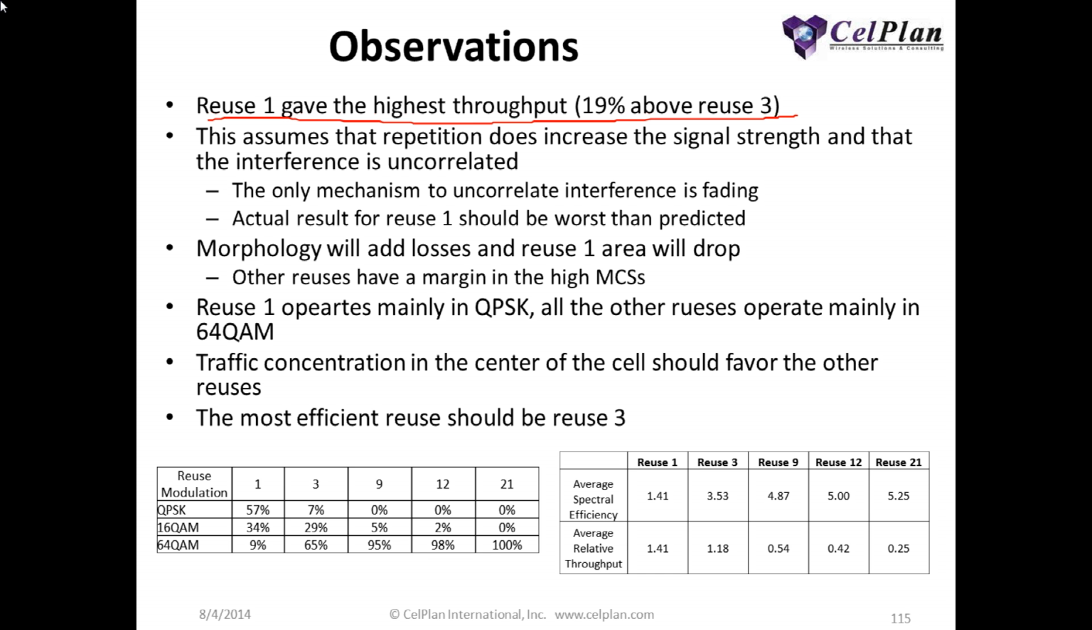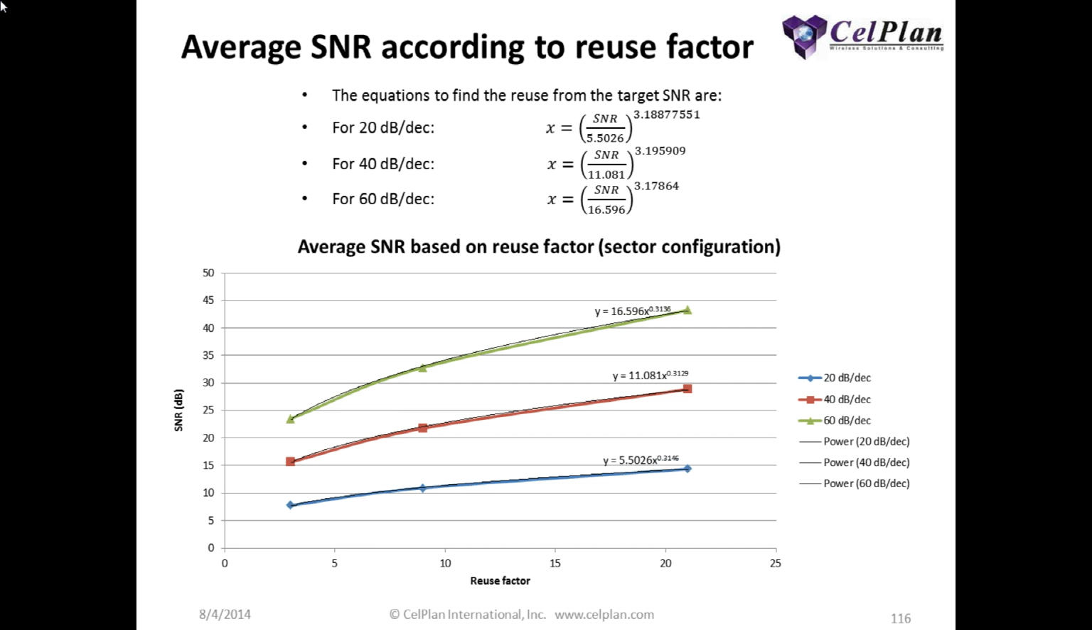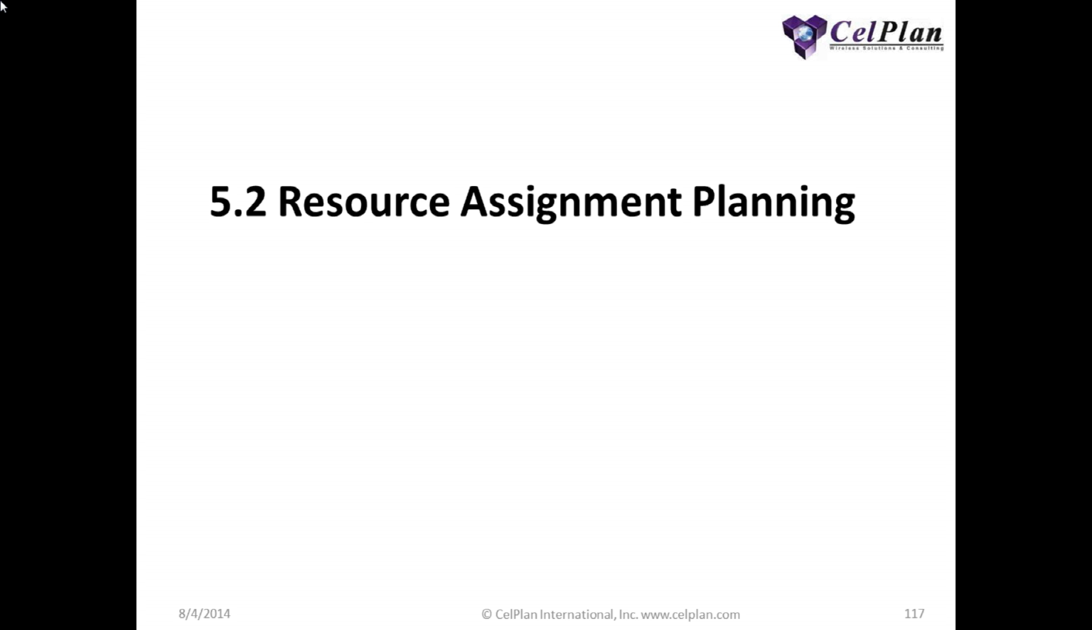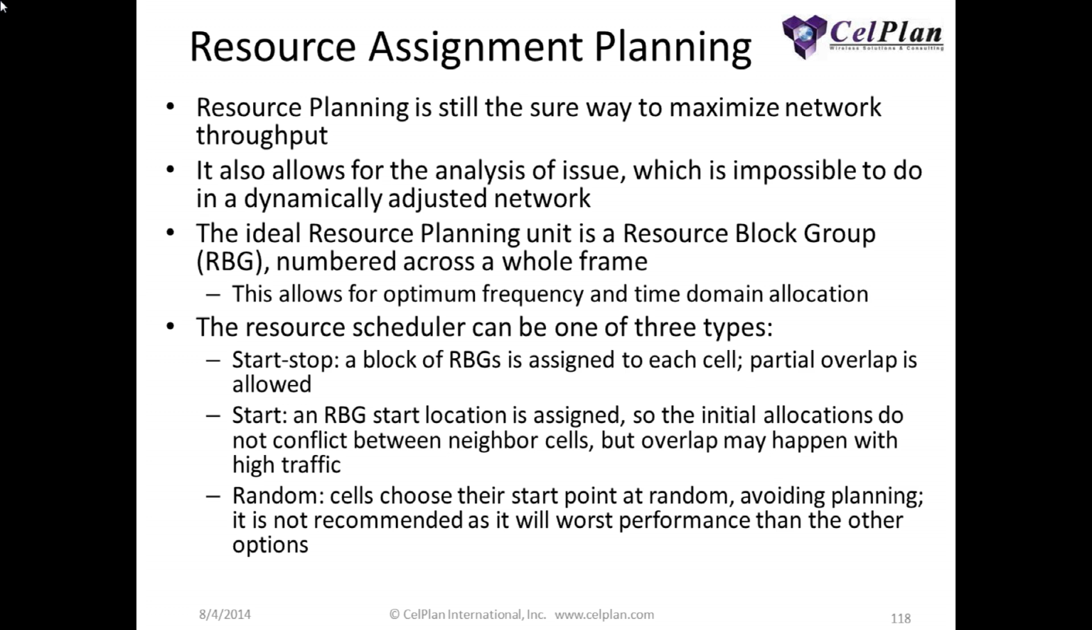And here we show some tables and so on. We really went very deep in this analysis, and here we analyzed what is the SNR required for each type, and what is the reuse required for different slopes and so on. There's also a study that we did. And then we're going now to address the question of resource assignment planning.